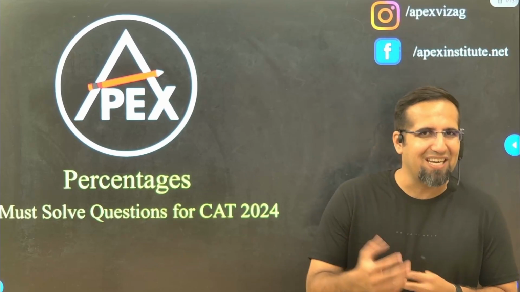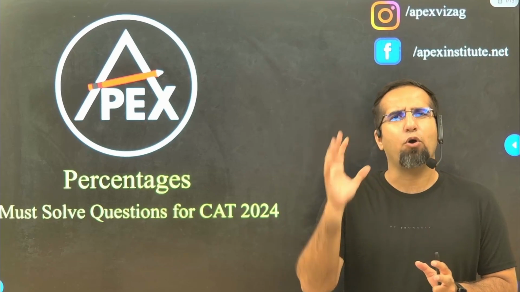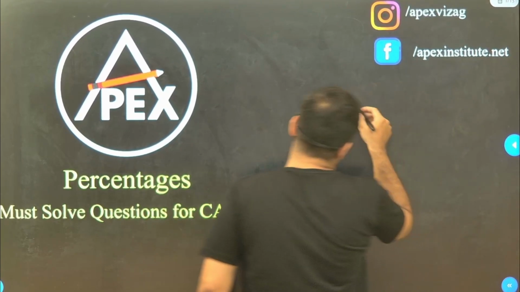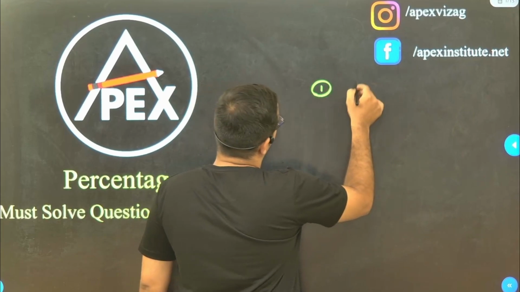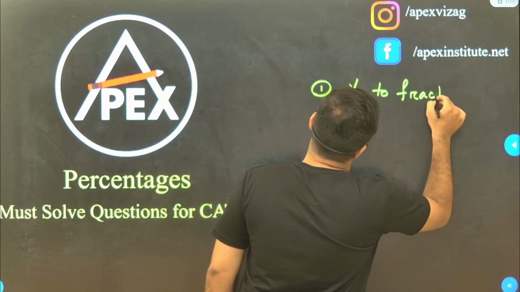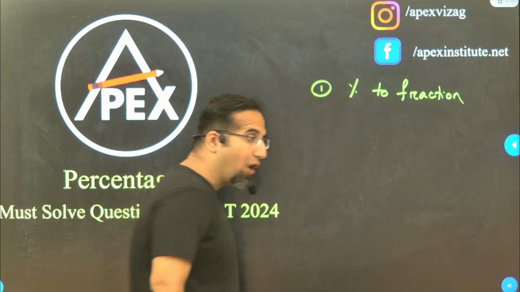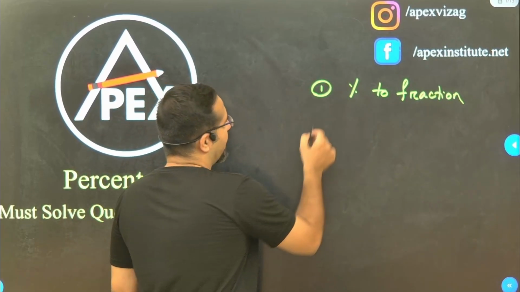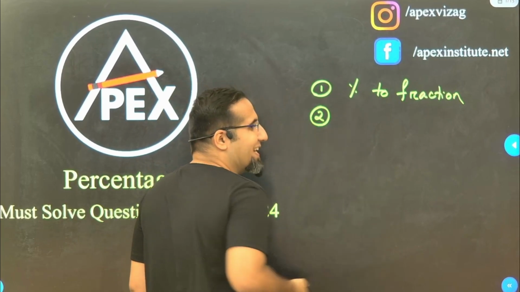Now before I proceed, let me just give you a summary. What are the important concepts that you should remember? The first concept that you should be knowing in this chapter is how to convert percentage to fraction and fraction to percentage. This is a very important point that we all need to know from 1 by 1 till 11 by 11, right? Now the second important point we need to understand is how to calculate percentage.